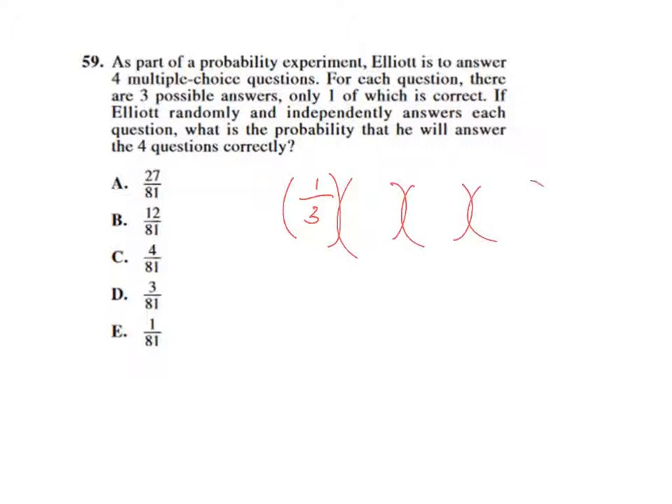we can set it up where we have the probability of getting each of those correct. The fact that they're independent is what tells us that we're allowed to multiply these 3 things together. So 1/3 times 1/3 times 1/3 times 1/3, or 1/3 to the 4th power, however you want to think about it, that ends up being 1/81.